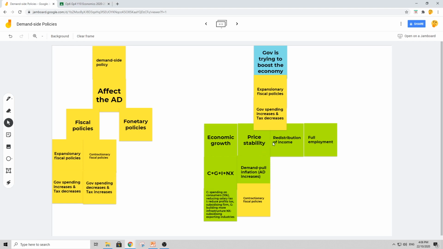Okay, all right. What about redistribution of income? If we are trying to boost the economy, what do you think will happen to the redistribution of income? What do you think? Yeah, there could be a lot of possibilities, but I just want to hear as many possibilities as possible. So what will happen?